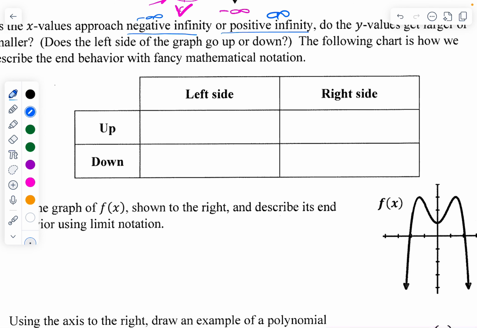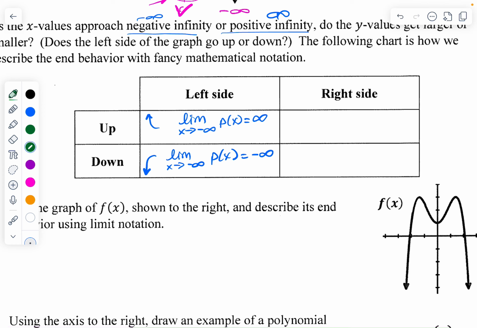So if we're going to the left and up, this is going to look like the limit as x approaches negative infinity. This means left in math. P of x, if it's going upwards, is going to positive infinity. If the left side is going down like this, we say the limit as x approaches negative infinity, aka left, then the function p of x is going down to negative infinity.